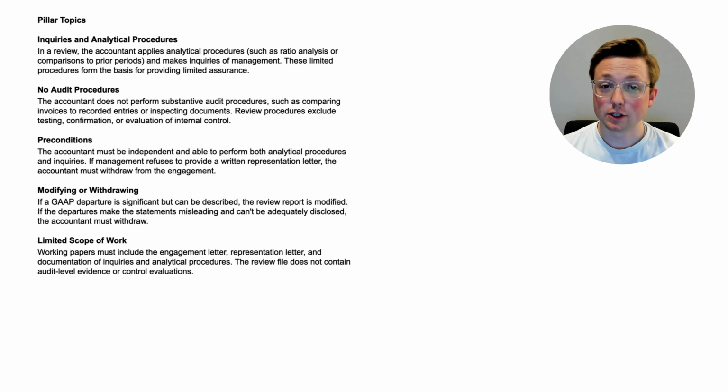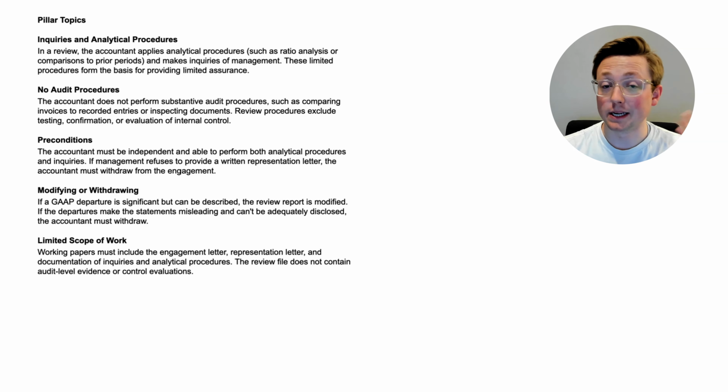All right, here we are at the pillar topics. Let's just dive straight in. First off, inquiries and analytical procedures. In a review, the accountant applies analytical procedures such as ratio analyses or comparisons to prior periods and makes inquiries of management. These limited procedures form the basis for providing limited assurance. You're not doing too much more than that. You're not doing substantive procedures and testing. Then, no audit procedures. The accountant does not perform substantive audit procedures, such as comparing invoices to recorded entries or inspecting documents. Review procedures exclude testing, confirmation, or evaluation of internal control.